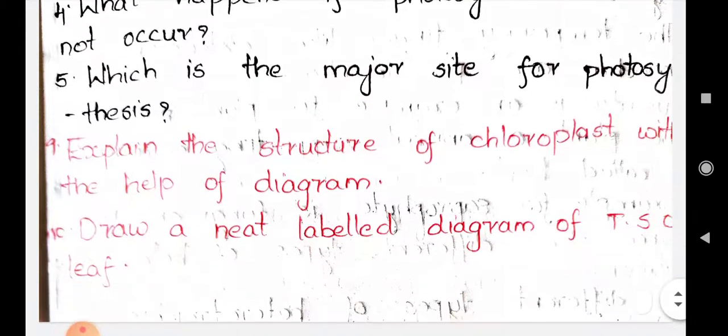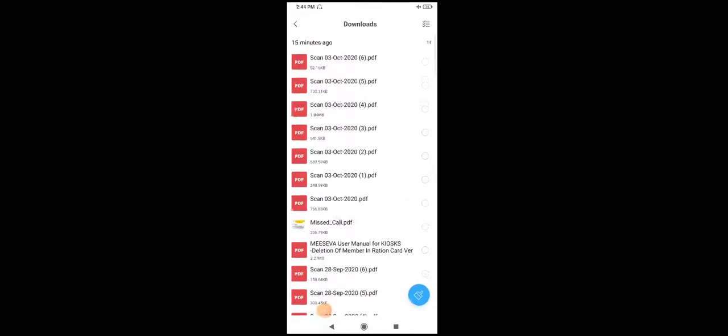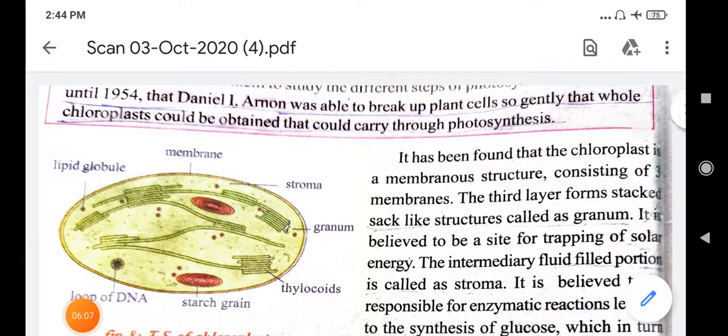Next, going to the ninth question. Explain the structure of the chloroplast with the help of the diagram. For this I'll show you the answer. So this is the structure of the chloroplast. You can see it in the picture.